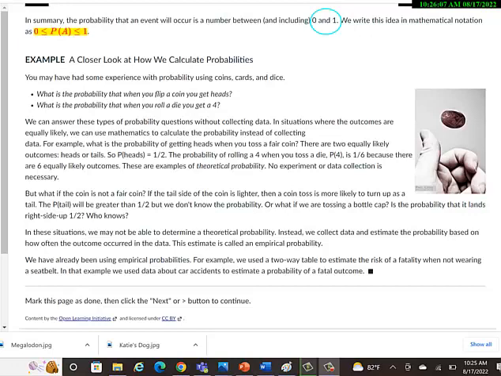A probability of 0 means it can't happen. An event will not happen, or cannot happen, I guess. It's not possible. And then a probability of 1 means that the event we're interested in is certain. It will definitely happen no matter what.